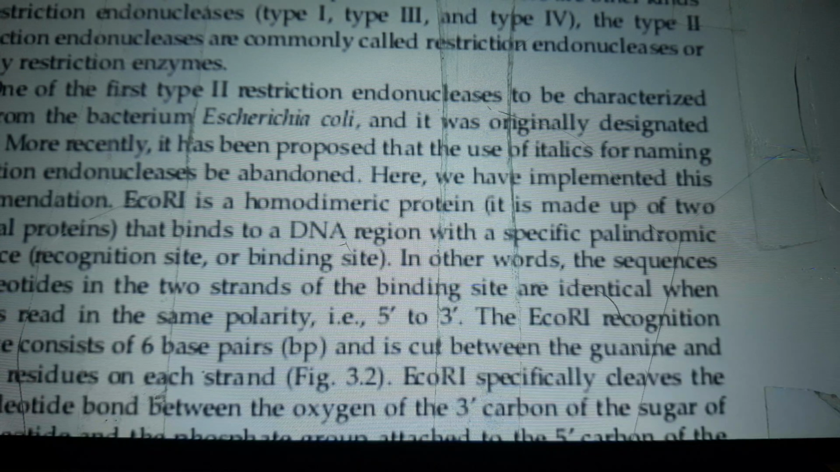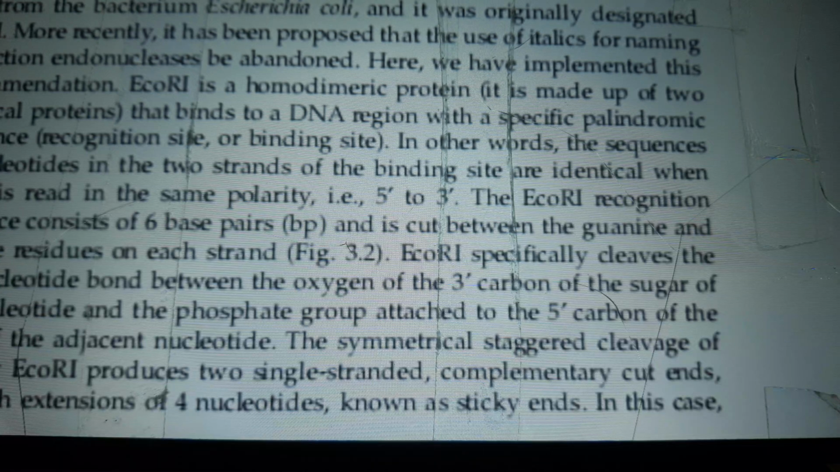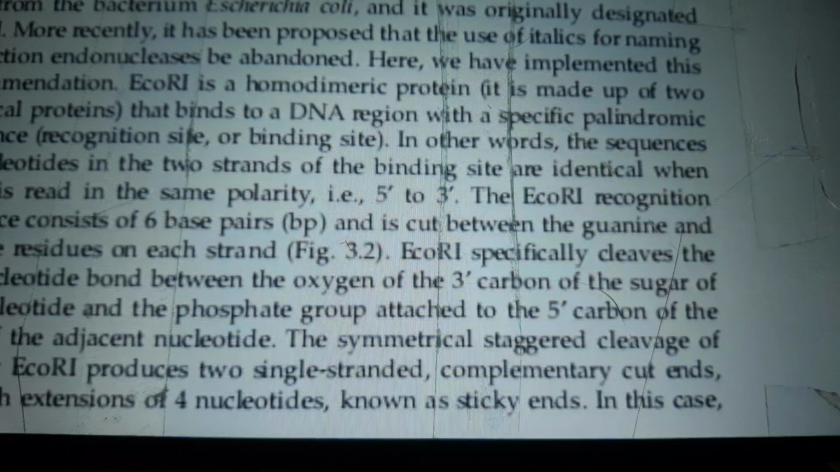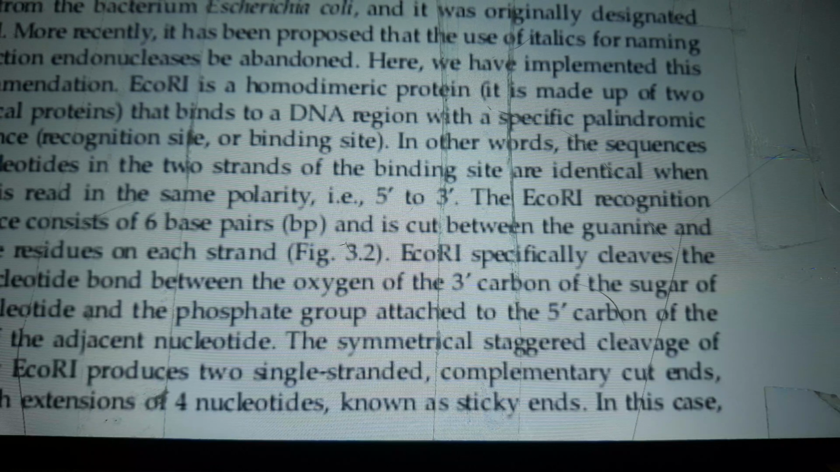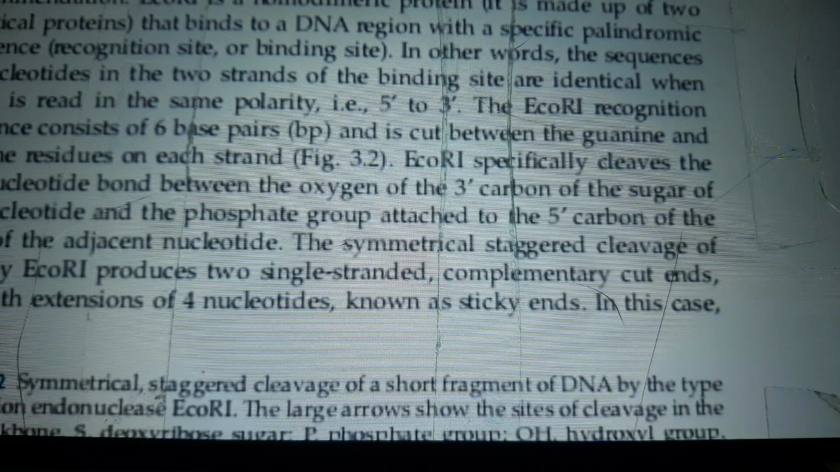One of the first type 2 restriction endonucleases to be characterized was from the bacterium Escherichia coli and was originally designated EcoRI. More recently, it has been proposed that the use of italics for naming restriction endonucleases can be abandoned. Here we have implemented this recommendation. EcoRI is a homodimeric protein. It is made up of two identical proteins that bind to a DNA region with a specific palindromic sequence, the recognition site or binding site. In other words, the sequences of nucleotides in the two strands of the binding site are identical, when each is read in the same polarity, that is 5' to 3'.